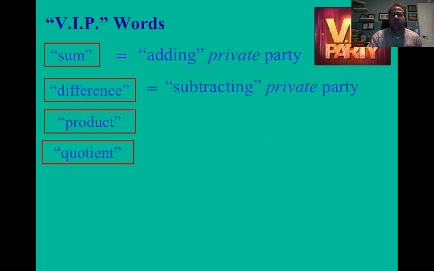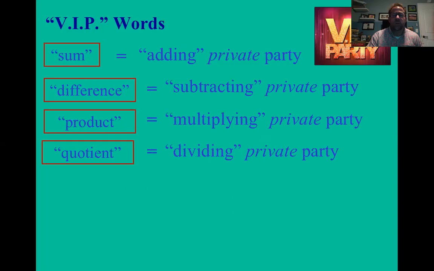So in math, there are some VIP words. Here are the 4 VIP words: the word sum, the word difference, the word product, and the word quotient. The word sum is VIP for an adding private party. The word difference is a subtracting private party. The word product is a multiplying private party. And the word quotient is a dividing private party. Okay, so what do I mean?